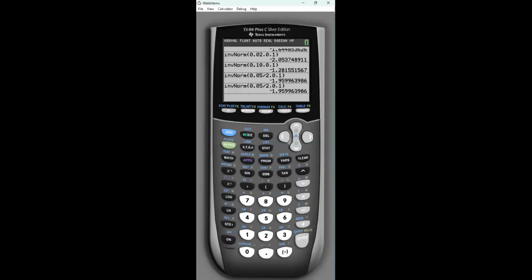Where did my calculator go? Ah, there it is. I have to use Webbit Emo because the apps is not available in that other one. Okay, can you see? Calculator.